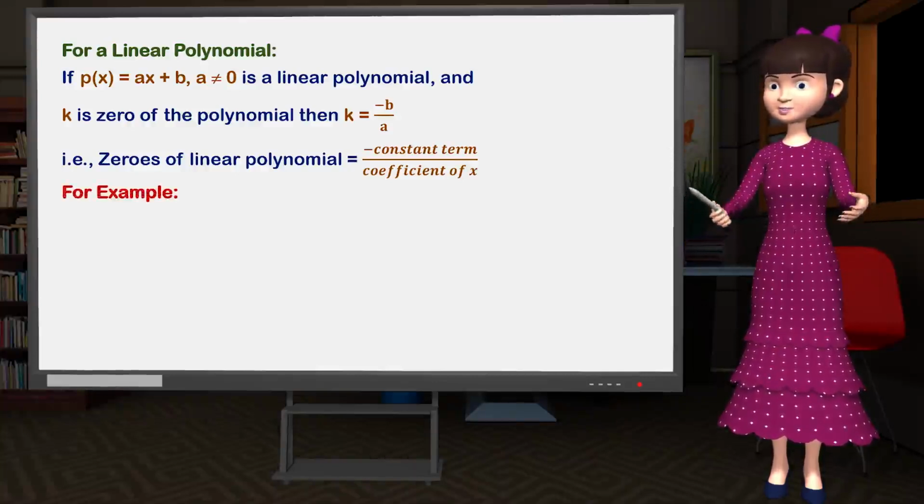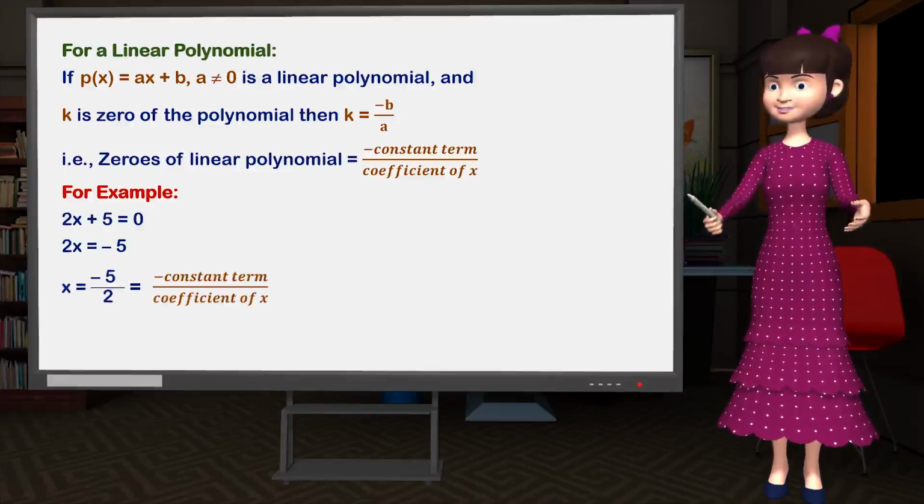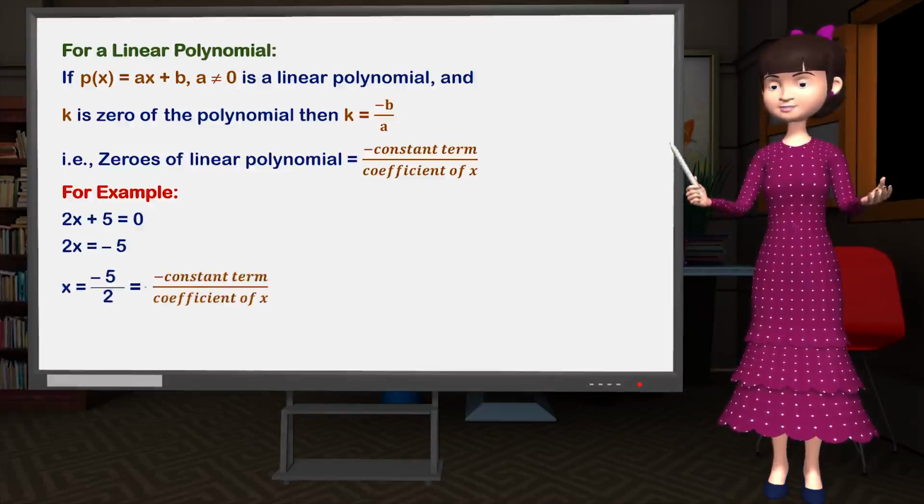For example, 2x plus 5 is equal to 0. By transposing plus 5 to the other side, we get 2x is equal to minus 5, which is x is equal to minus 5 by 2. That is minus constant term by coefficient of x.